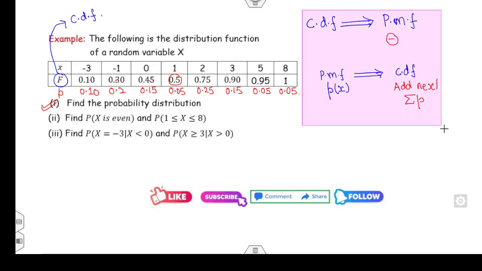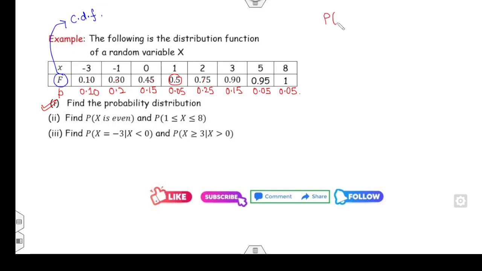Fine. Now look at the second part. Probability when x is even. So which values of x are even? 0, 2, and 8. Fine. So the answer corresponding to 0. Remember, this is the PMF, this is the probability. This is not the probability, this is the CDF. The answer corresponding to 0 is 0.15. The answer corresponding to 2 is 0.25. The answer corresponding to 8 is 0.05. So that number will be 0.45, which is the right answer.